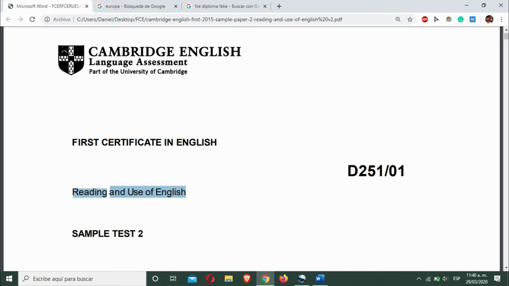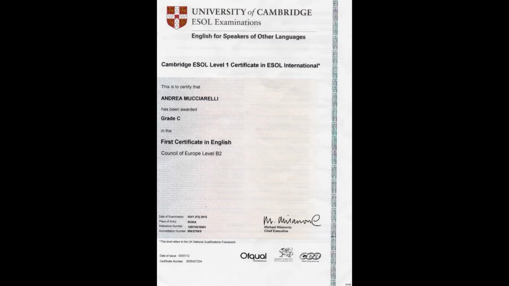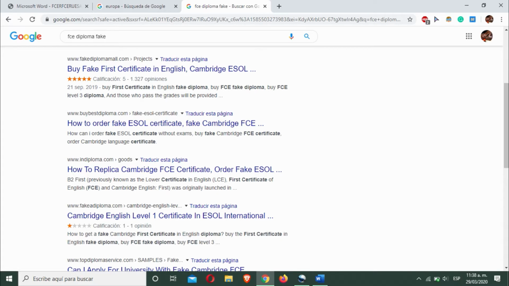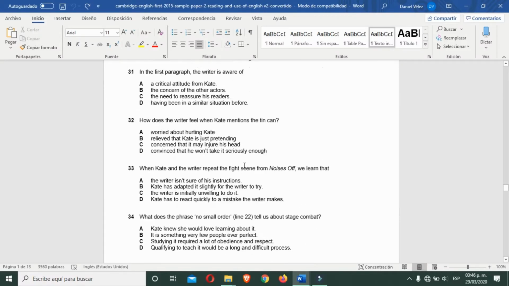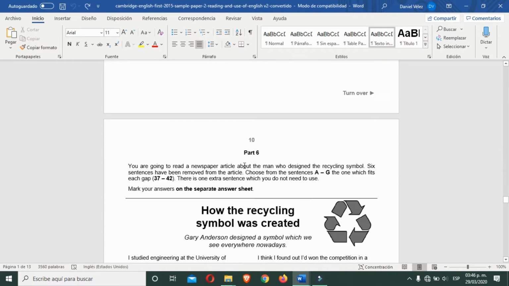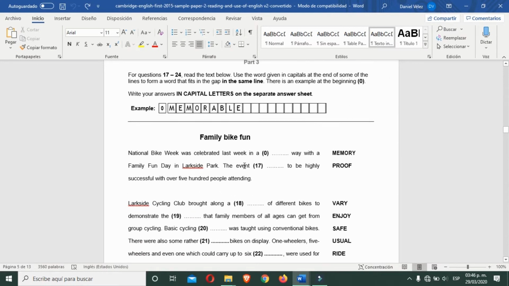Today we are discussing reading and use of English. Now, the FCE is a long and boring exam that gets you this nice piece of paper signed by an important person. Now, you can also buy it fake online, but please don't do it. Alright, now let's get into part 3 of reading and use of English. This is the entire reading and use of English part, but we are only discussing part 3. Right, let's get started.